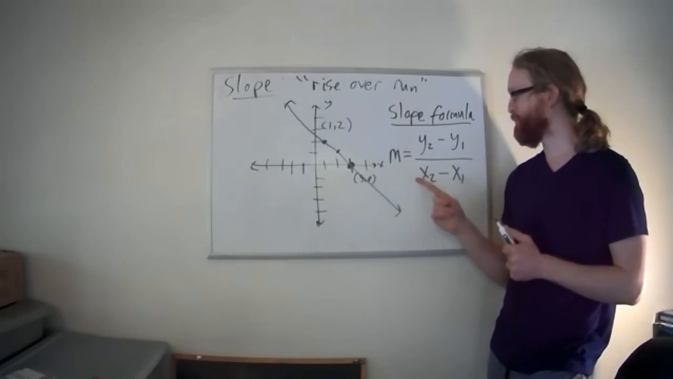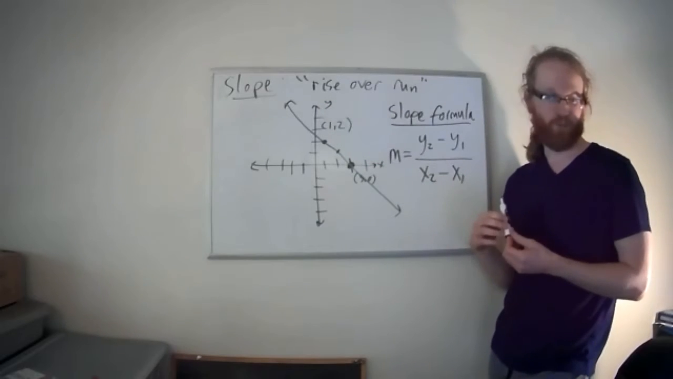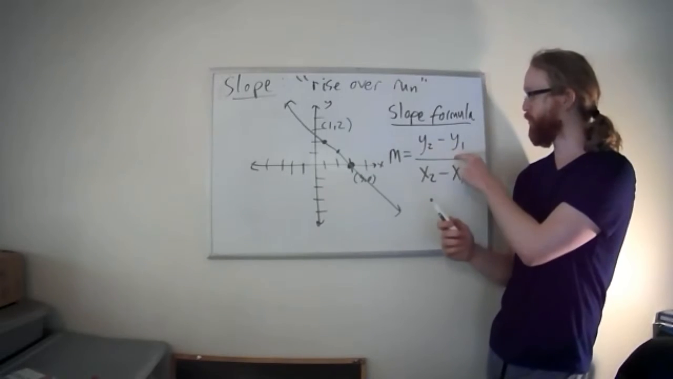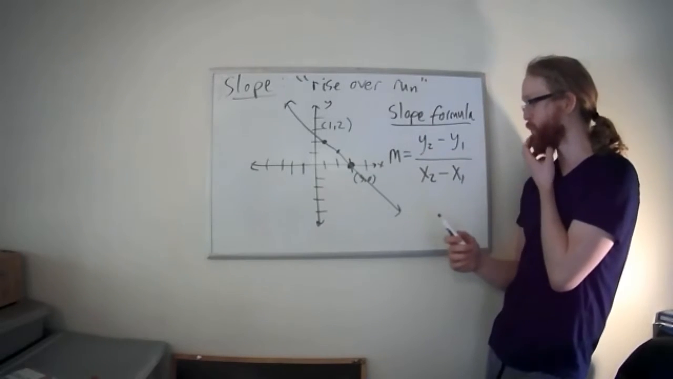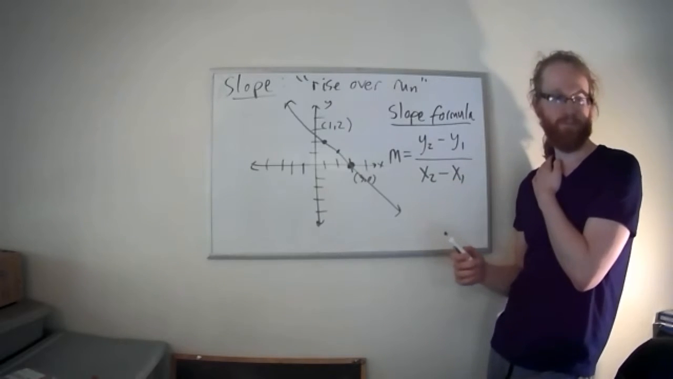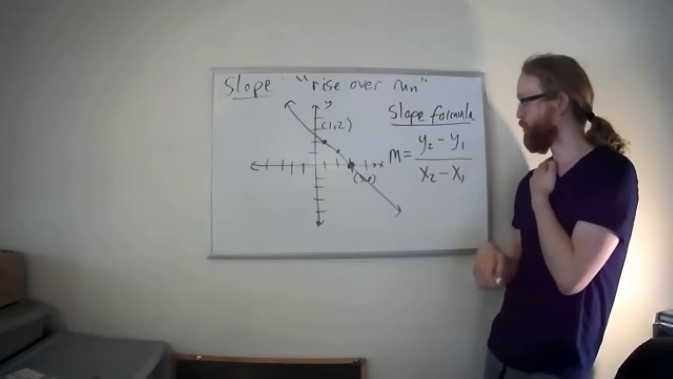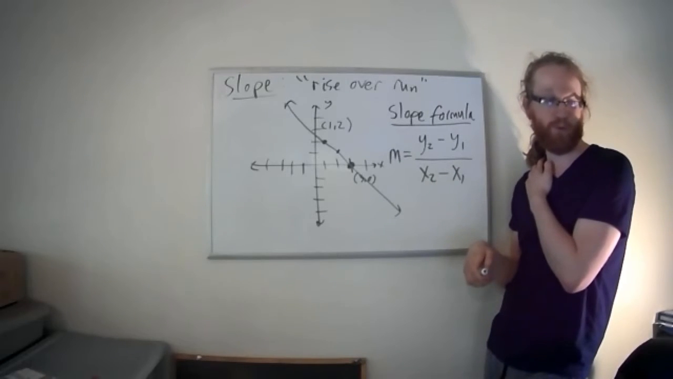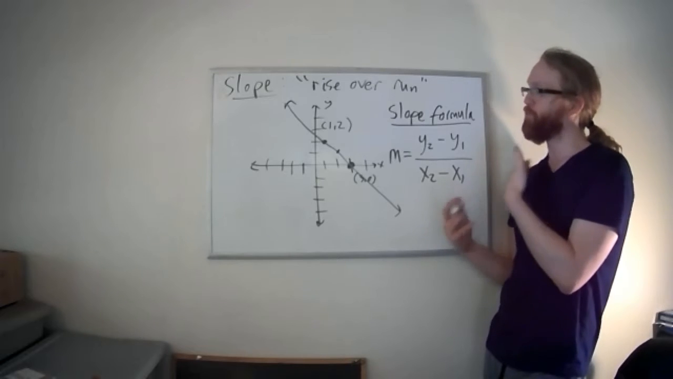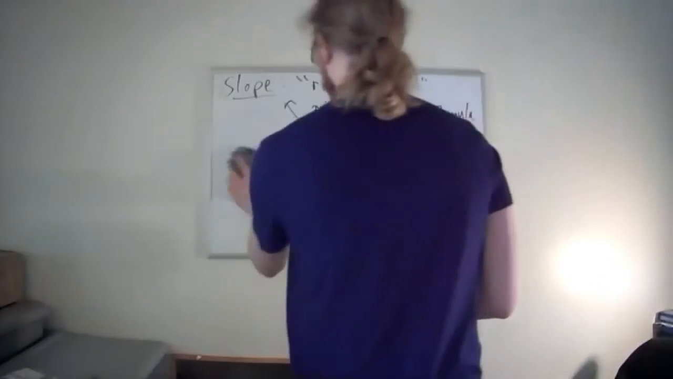So m, the slope of this line between the 2 points that have coordinates (x1, y1) and (x2, y2), is: take the y coordinates and subtract them in order, y2 minus y1, and then divide by what I get when I subtract x2 and x1. So here, the y1, y2, x1, x2 come from the coordinates of the 2 points. So let's make this explicit via an example.